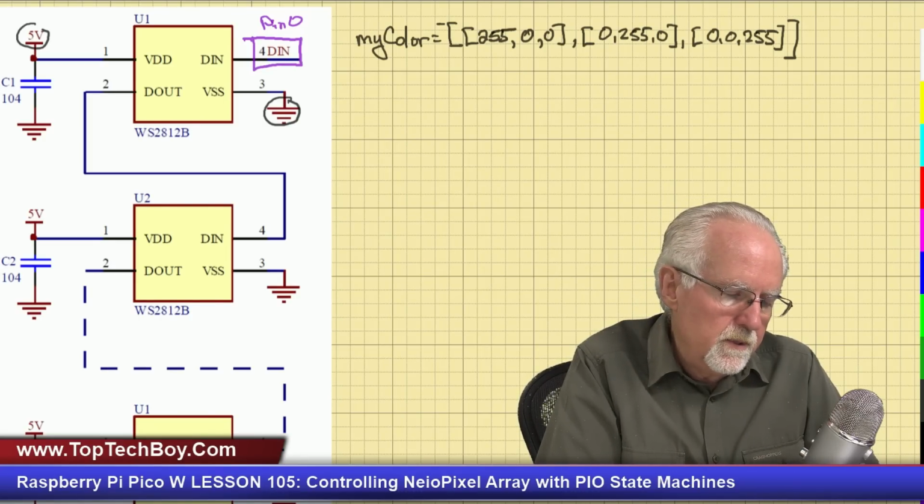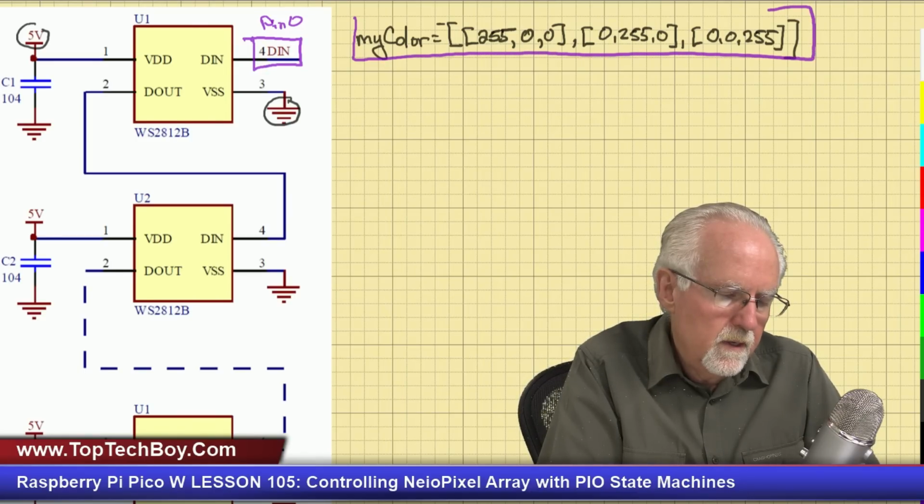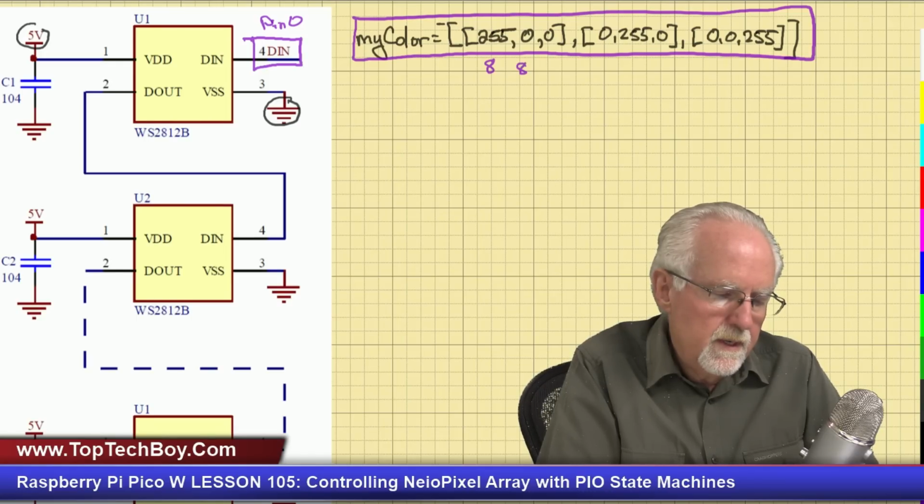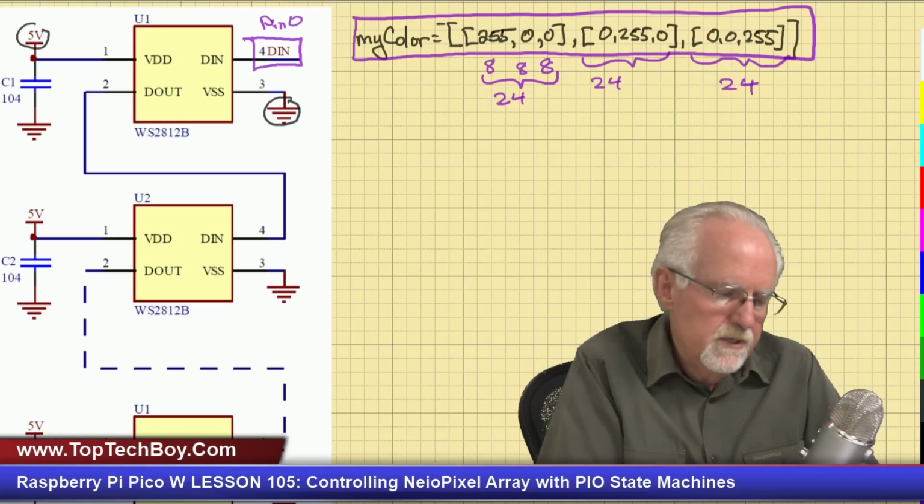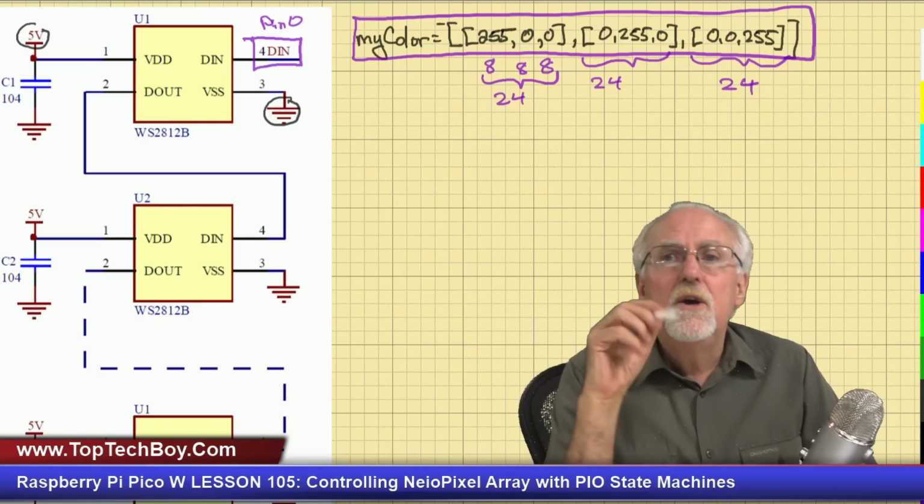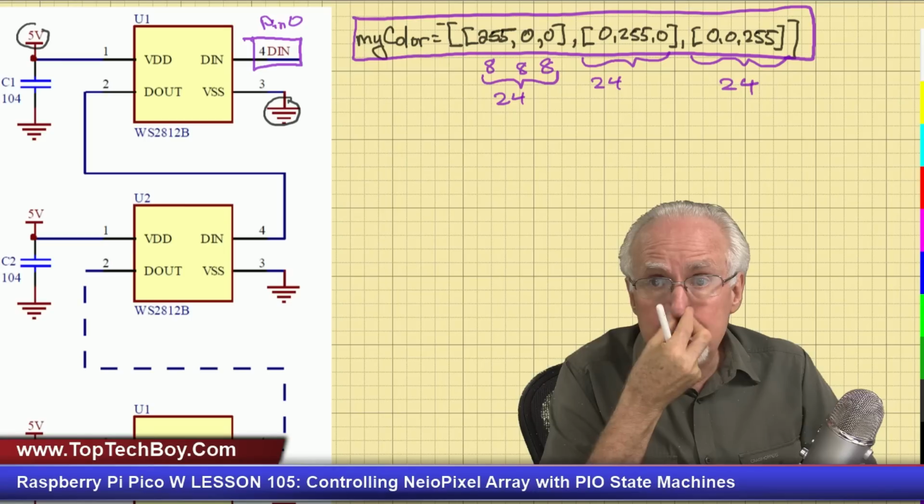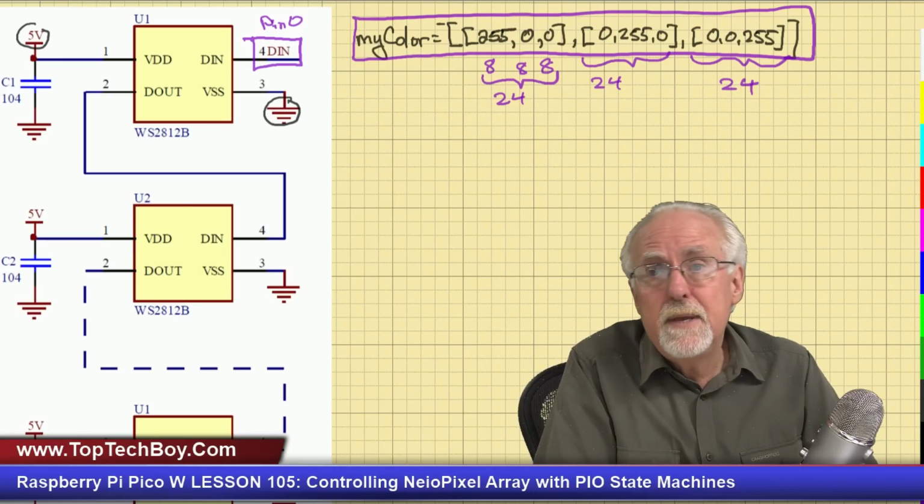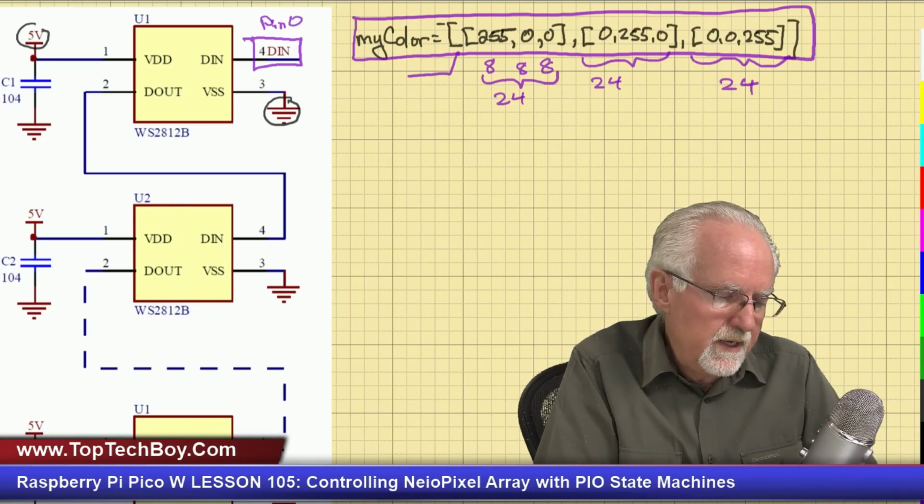Now, what do you do? You take this whole array of data, and we've got to start thinking in terms of bits. This is 8 bits, 8 bits, 8 bits. So each pixel is going to get what? 24 bits. And then this one's going to get 24 bits. And then this one is going to get 24 bits. So you shift this whole thing in 1 bit at a time from pin 0 to DIN.